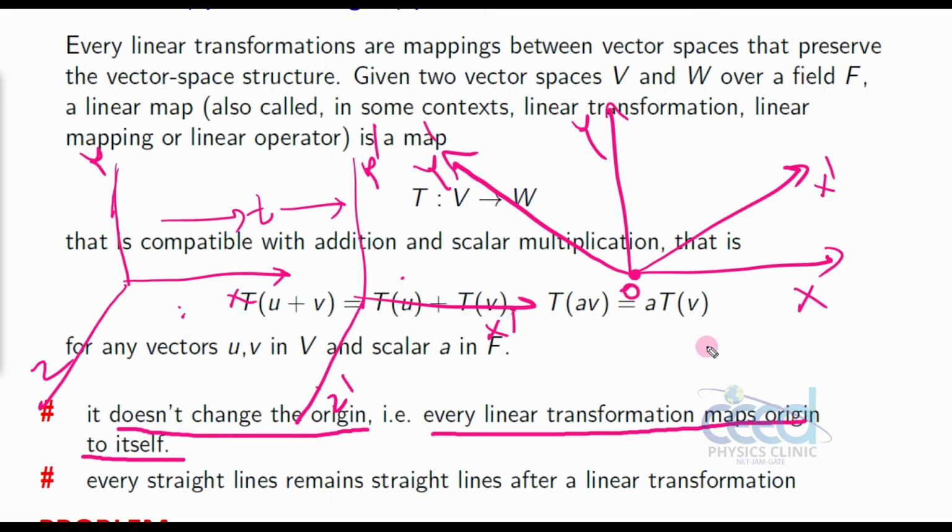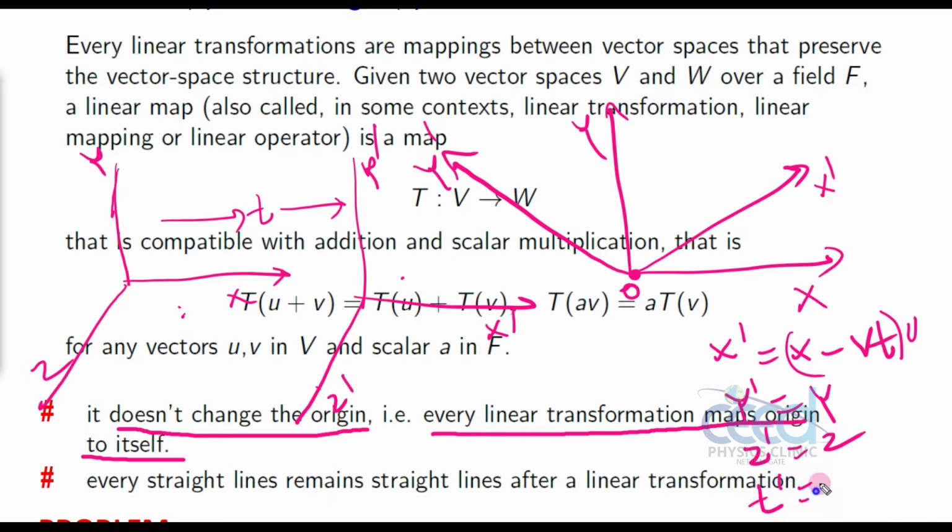x dash is equal to gamma times (x minus vt), and y dash is equal to y, and z dash is equal to z, and we have defined t also. t dash is equal to t into 1 minus vx by c square, and we have derived some equations.